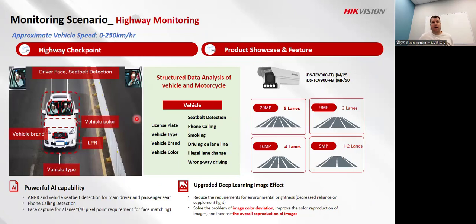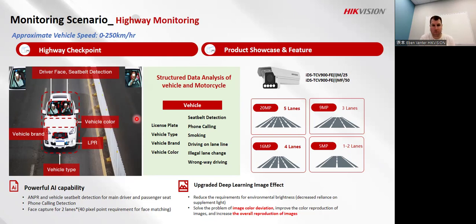Moving forward, highway cameras. Proper highway cameras. On these cameras, between 0 to 250 kilometers an hour, my apologies, with built-in AI to focus on up to 5 lanes. That is for the 20 megapixel. Yes, you heard correctly, 20 megapixel, 5 lanes. 9 megapixels, 3 lanes. 16 megapixels, 4 lanes, and 5 megapixels for 1 to 2 lanes. So very easy, very straightforward.